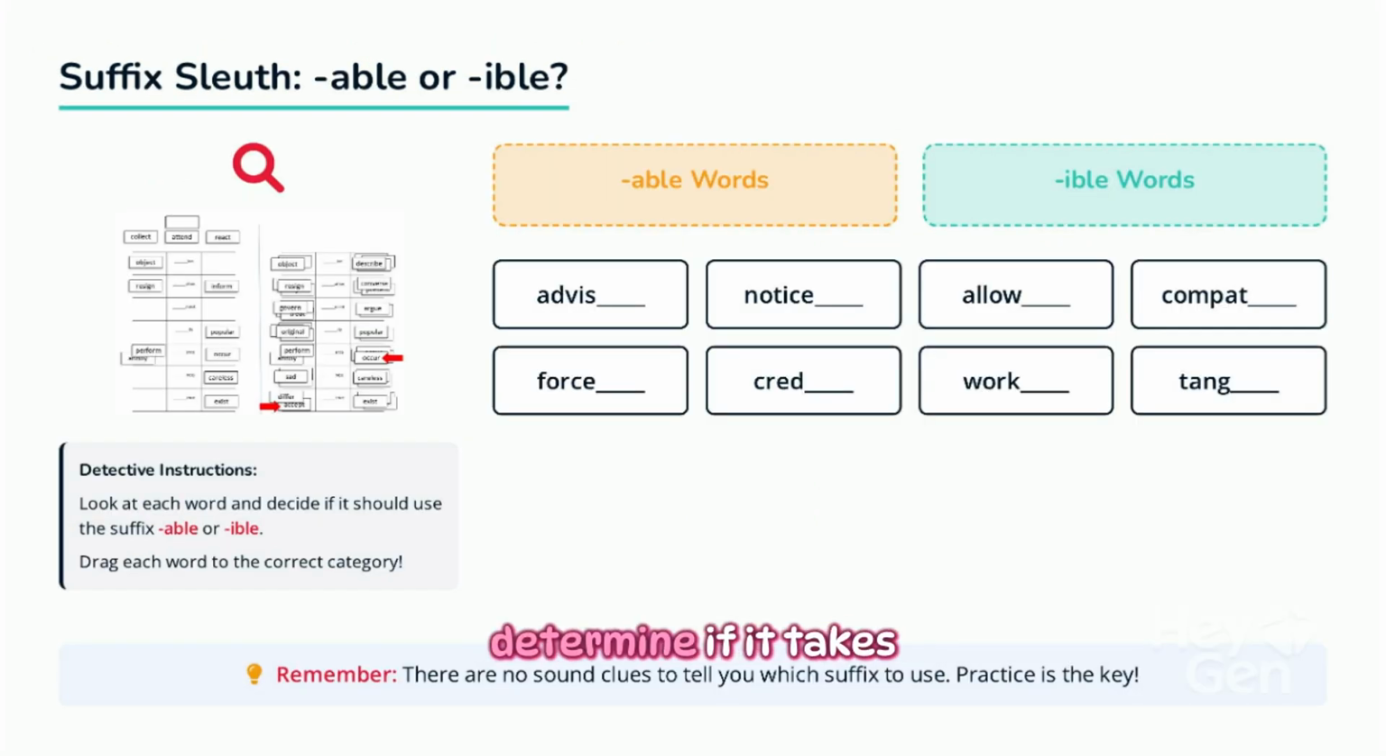Examine each word to determine if it takes the suffix able or ible. For example, advisable and noticeable use able, while credible and tangible use ible. Remember, there are no sound clues, so practice is essential to mastering these suffixes.